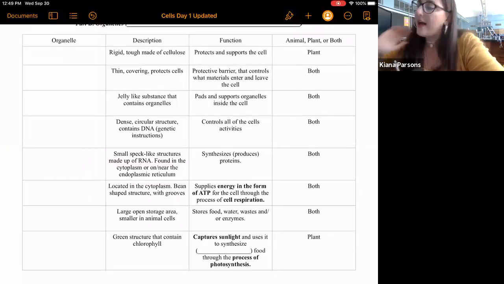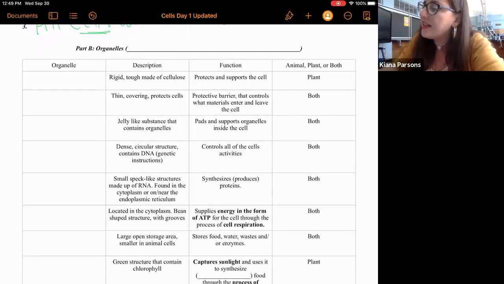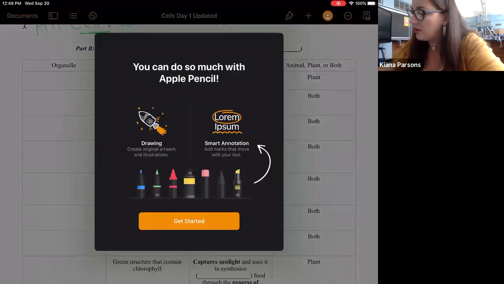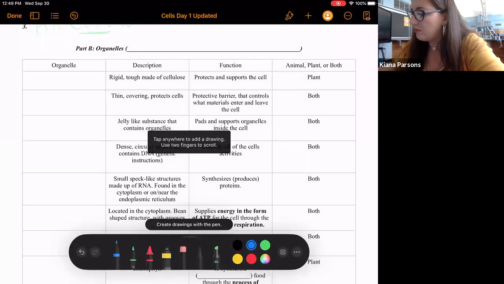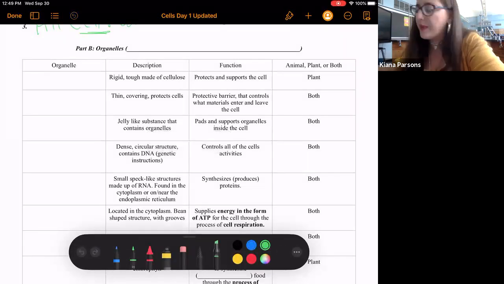So now let's talk about part B, organelles. And what is an organelle? So you can see there, it's an organ. Forgive me guys, my page is being weird.